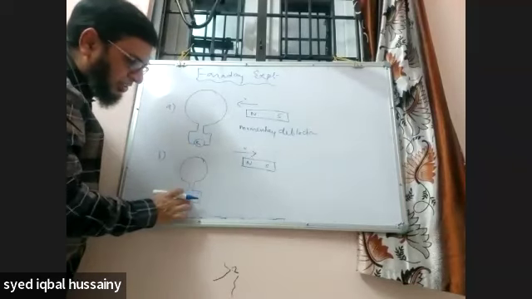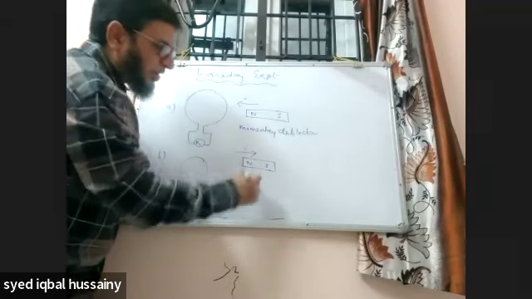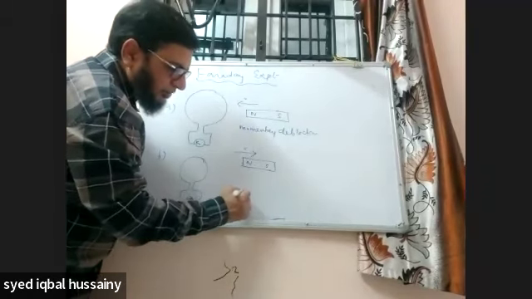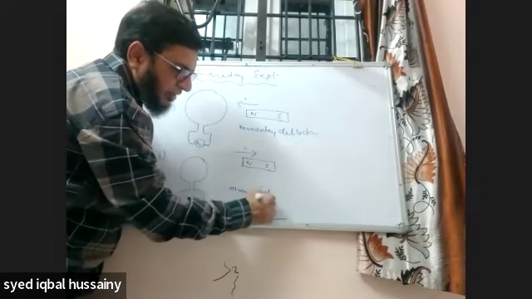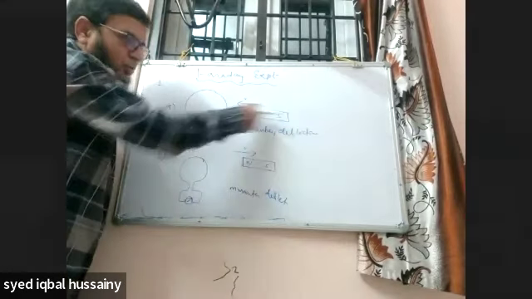Again, he is seeing the deflection on the opposite side. So again he is seeing a momentary deflection. Now the third one, what is he doing?